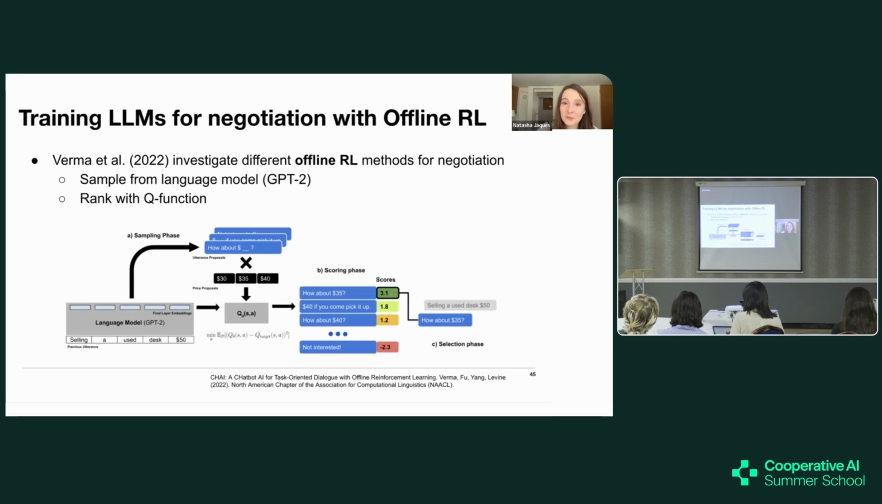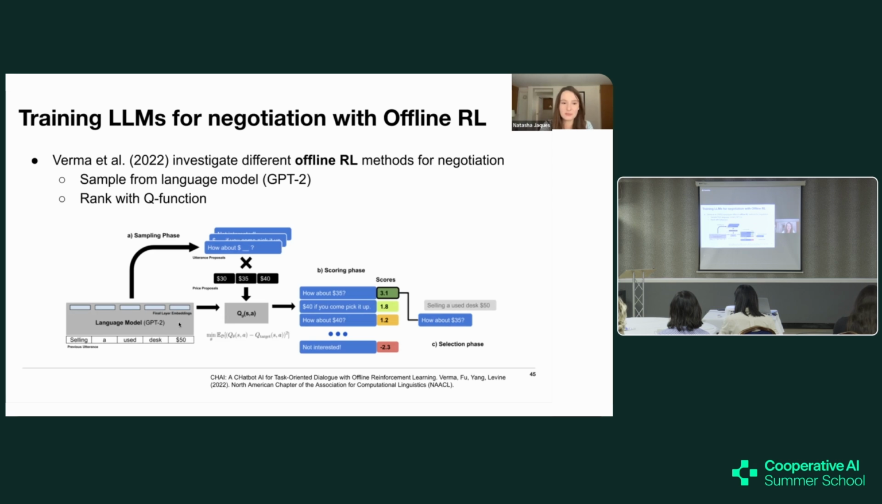I want to highlight some work that has already been done in this space, in particular because it's also following up on the offline RL approach that I mentioned for training language models. This work investigates various offline RL techniques for negotiation. What they have in common is they constrain their updates by sampling from a pretty good language model, which is GPT-2. And then they have their Q function rank the candidates.